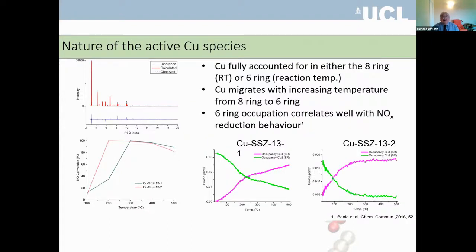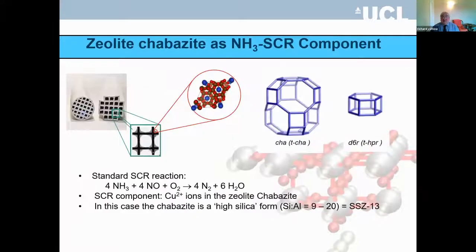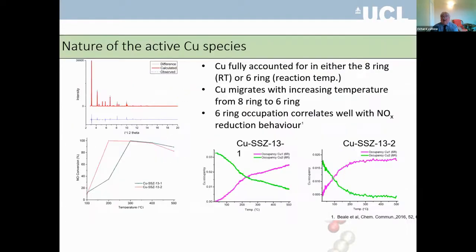Now, what is the nature of the active copper species? Still a matter of debate. This is, let me just go back. You can see the basic chabazite structures. It's got 6 rings and 8 rings, and the copper is associated with those.